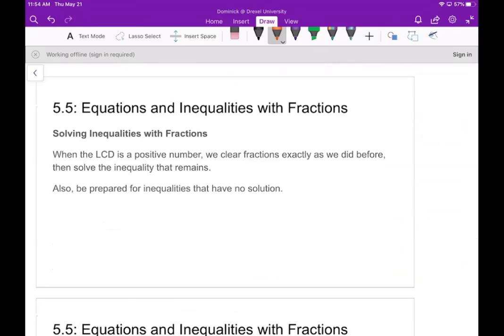Okay, so solving inequalities works exactly the same way. We just have to solve the inequality that remains. So just keep in mind the different rules for solving an inequality. For example, if you multiply or divide both sides by a negative, you have to be careful that you flip the sign there. Okay.